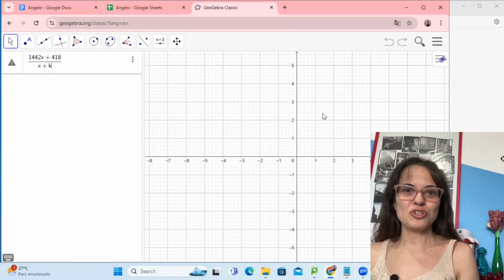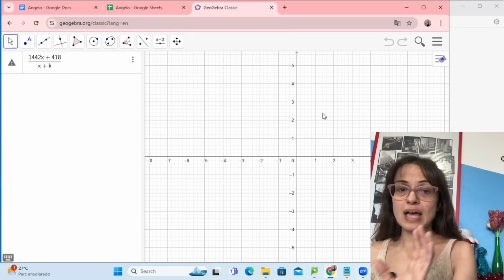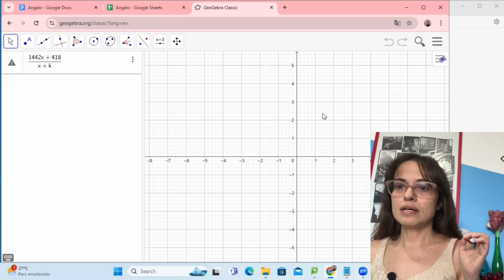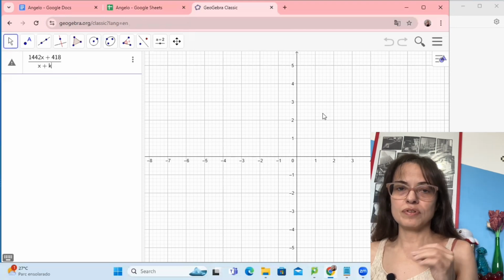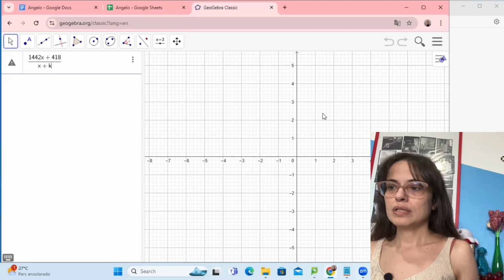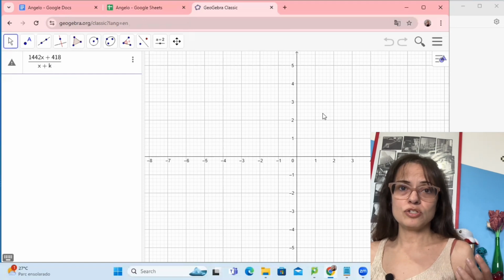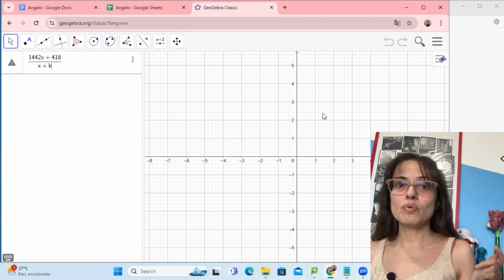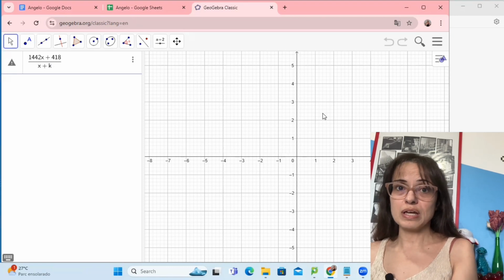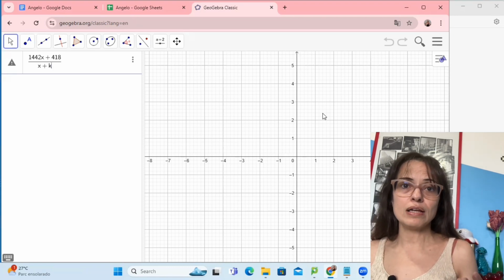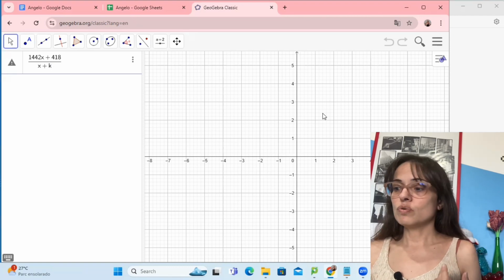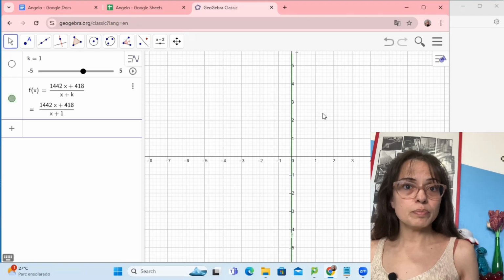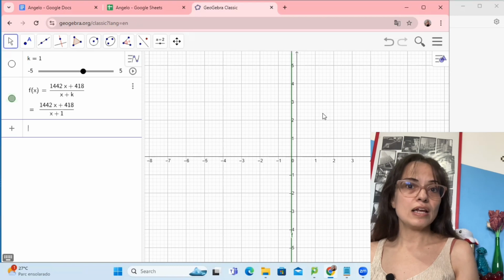This is GeoGebra Classic, which is where I do most of my graphs. I am typing the function now. I've just typed it. I haven't clicked enter yet. And notice that instead of a number, I have a variable k there. Now, this is something that's very neat that GeoGebra does. I have never told it what k is. So when I click enter, it's going to realize by itself that k needs to be a value, a parameter that is going to change. And it makes a slide bar for us to adjust the value of k.